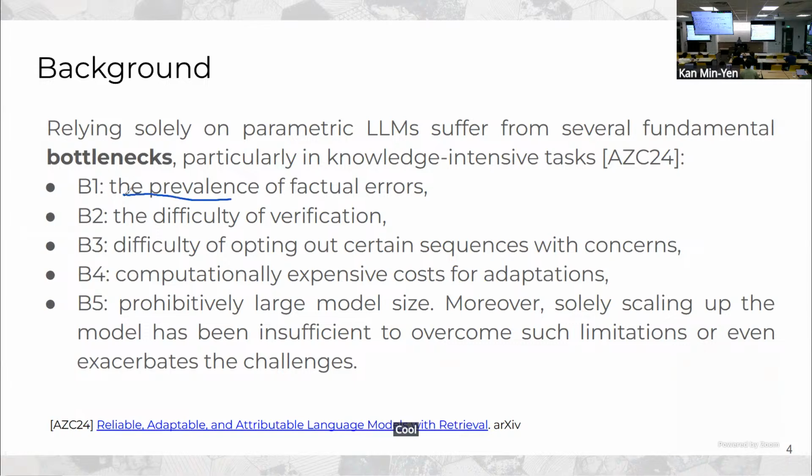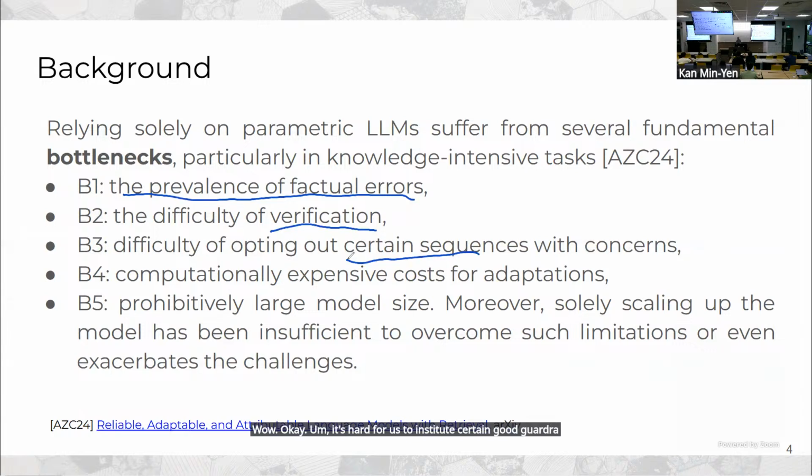Okay. The prevalence of factual errors, right? It can get information that's correct, but it doesn't usually tell you where it's getting that information from. It's hard for us to institute certain good guardrails, right? So these are sort of alignment guardrails.